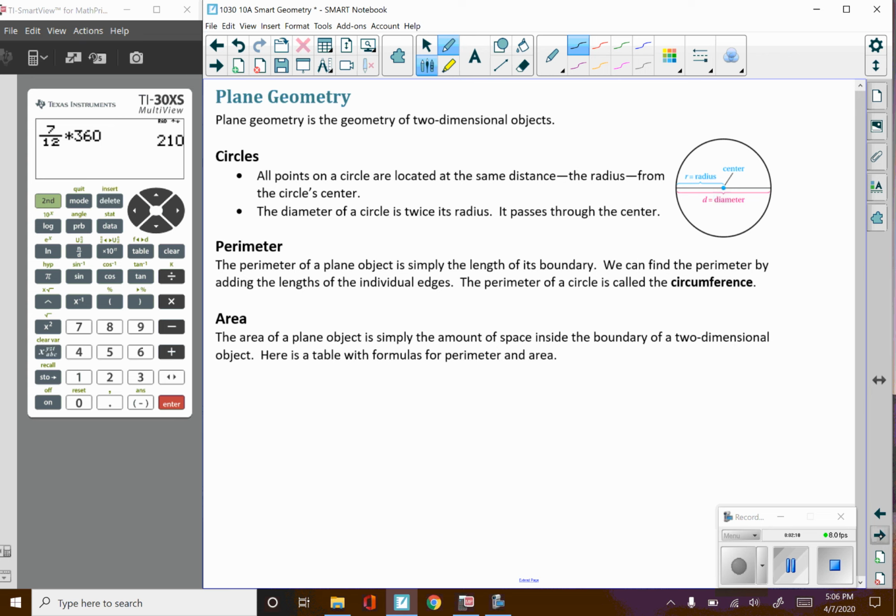All right, next geometry topic has to do with two-dimensional shapes. So circles are going to be one of the major focuses of your homework questions. A circle is just the set of all points that are located the same distance from a point that is called the center, and that distance between the center and the edge is called the radius. The diameter would be twice the radius. For our two-dimensional shapes, the outside edge of the shape is called the perimeter. For a circle, we call that perimeter circumference. And the area is the amount of space inside the boundary of a shape.